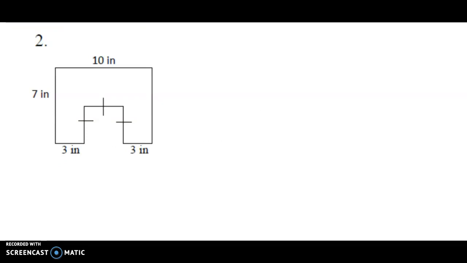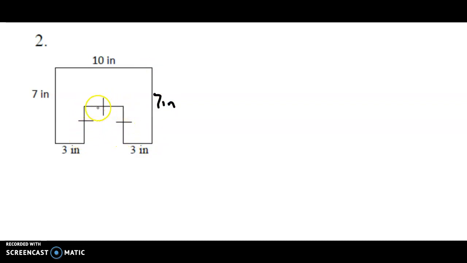Number 2, here we are missing 4. We're missing this side over here, and these 3 in here. Let's do this one first. Again, logically, we know that opposite sides of rectangles are equal, so if this is 7, that means that this side has to be also 7 inches.